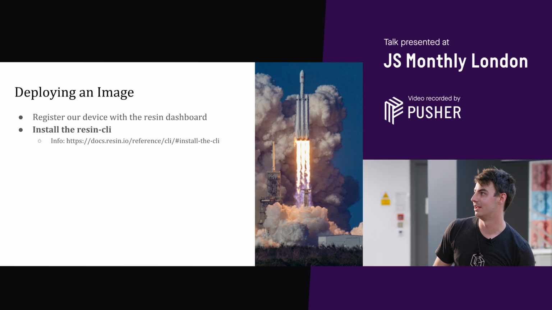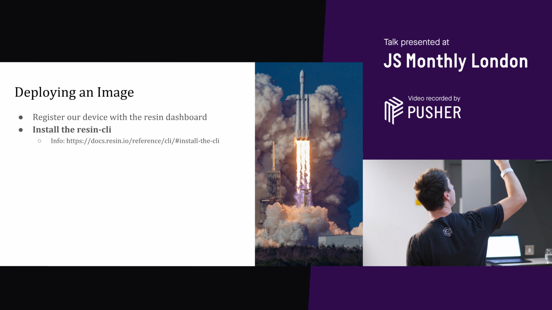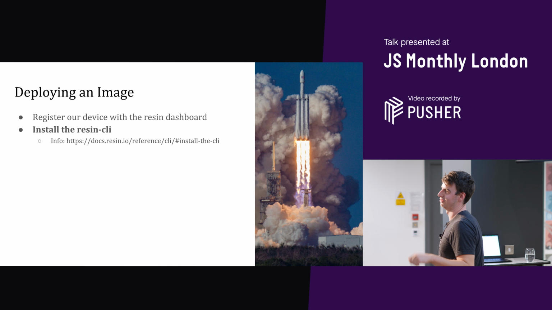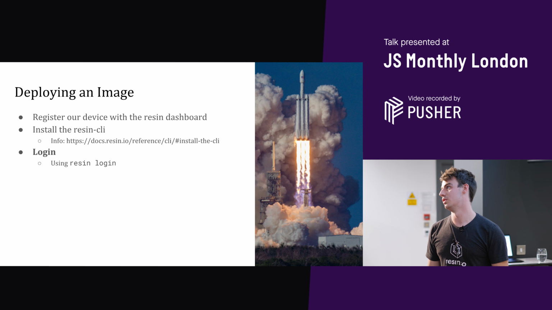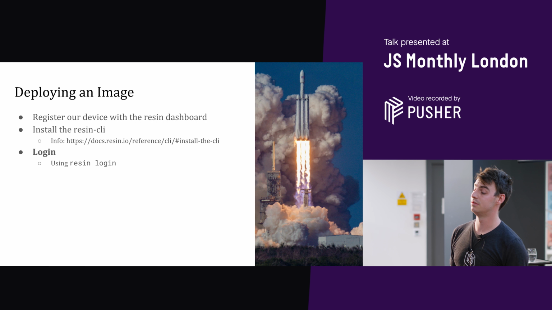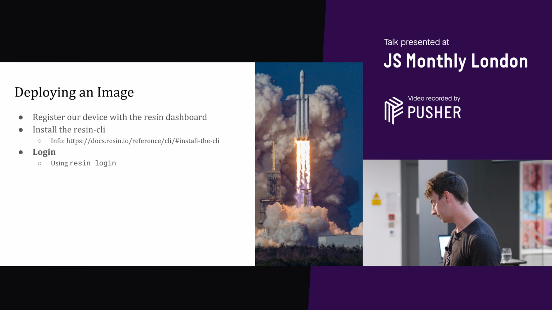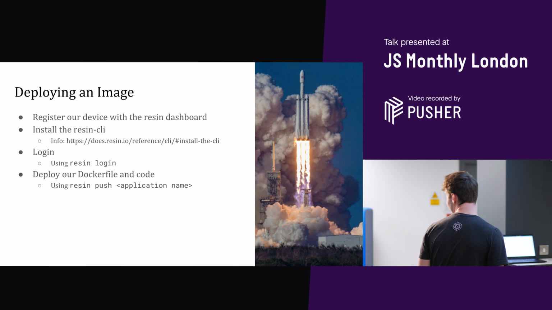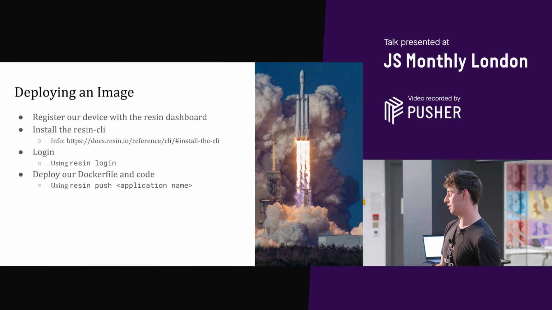You would install the Resin CLI. Again, if you want more information on this, we can look at the documentation, but in general, you just install the Resin CLI. You do a resin login, which would take your application, your user account, and associate it with your local instance of the Resin CLI. Now, here comes the magic. We would use resin push. So you would do resin push and then whatever your application name is.